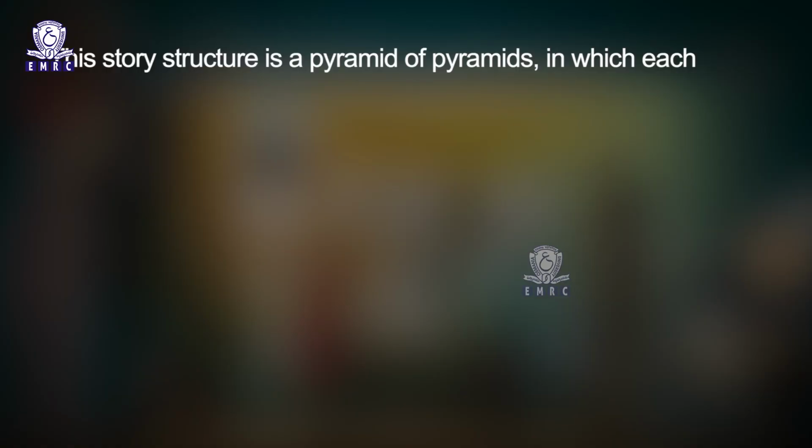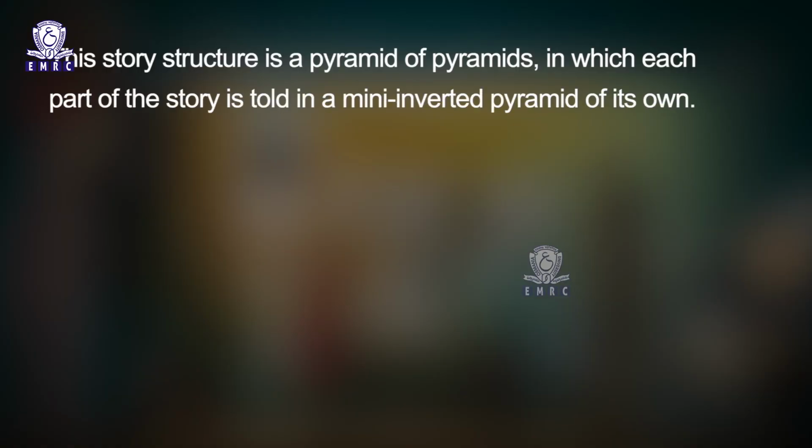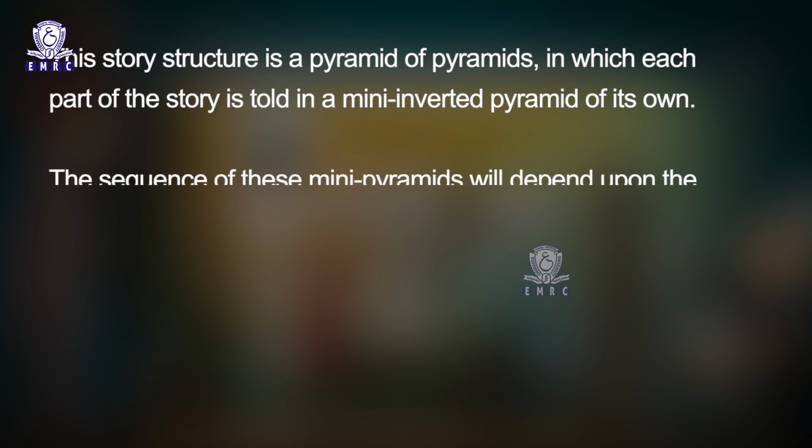When a story has a number of different parts to it, it is better to tell the story one part at a time than to jump backward and forward between the different parts. This means that you go to the end of one part, telling the minor details about that before moving on to the major details of the next part. The story structure is a pyramid of pyramids, in which each part of the story is told in a mini inverted pyramid of its own.